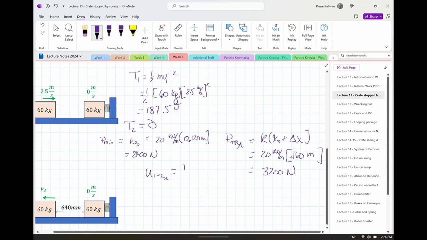I should have moved it down more. I'm going to have to just sort of move around.